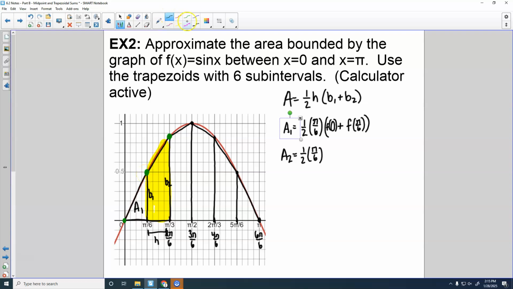What do I do to find the height of this point right here? f of pi over 6. And then b2 would be f of what? Pi over 3. Or if you want to call it 2 pi over 6, that's fine. And I guess technically this could be a calculator inactive problem because these are all unit circle values, but we've not got time to make that happen.